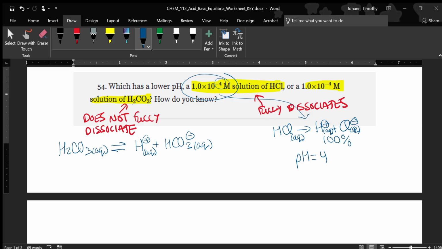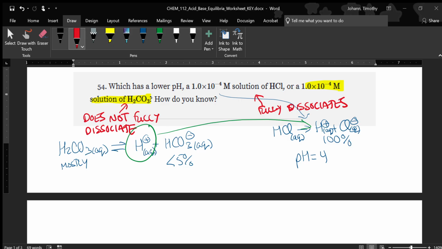So what that means is that it's going to be mostly this, and it's going to be less than probably 5% if you need a number for it, less than 5% of this. And so there's going to be less of this than over here because we started with the same amount, and less means a higher pH. Okay, so which has a lower pH? If I was to go back up here and kind of erase some of my stuff, this one has a lower pH. Lower pH. Okay, next problem.